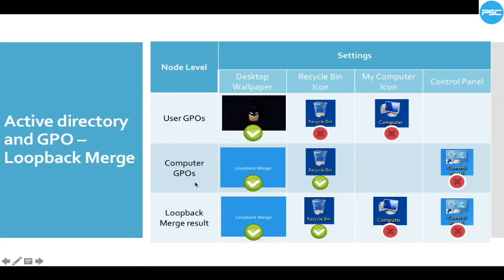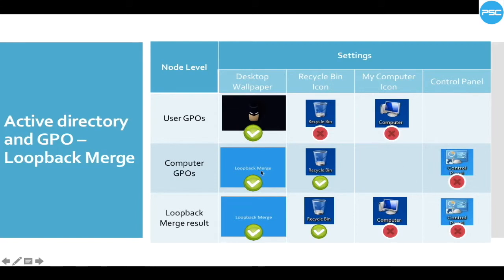On the computer section, I have set a custom wallpaper, the loopback merge wallpaper. Then I have enabled the recycle bin icon in the computer GPO section, and I have not configured the my computer icon in the computer group policy. And I have also disabled the view of the control panel on the workstation here in the computer GPOs.